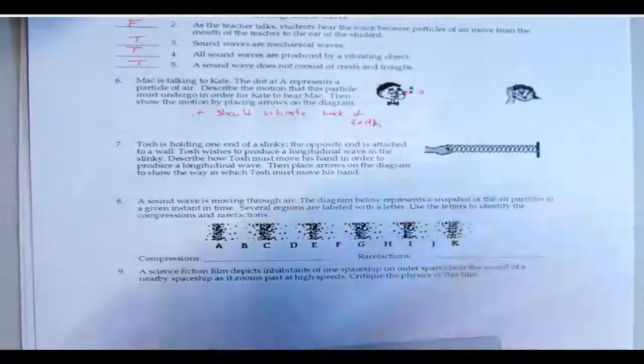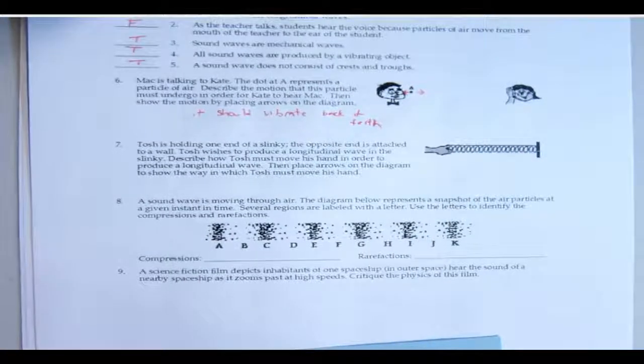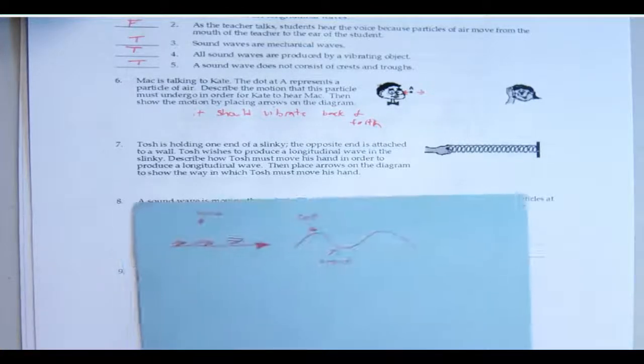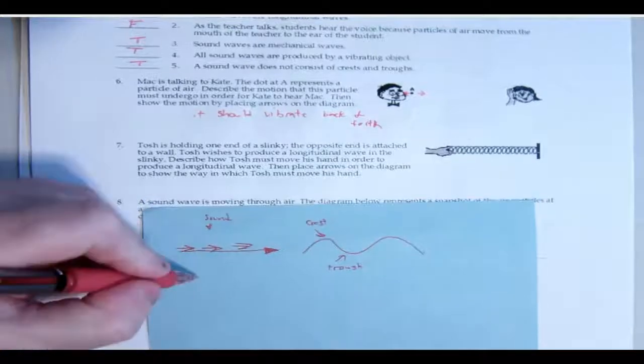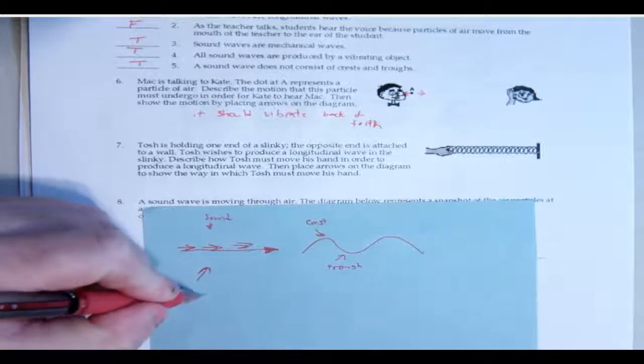Okay, number 7. Daniel Tosh is holding one end of a slinky. Suppose the opposite end is attached to a wall. Daniel Tosh wishes to produce a longitudinal wave in the slinky. Describe how Tosh must move his hand in order to produce a longitudinal wave in the slinky. So, longitudinal wave, right?